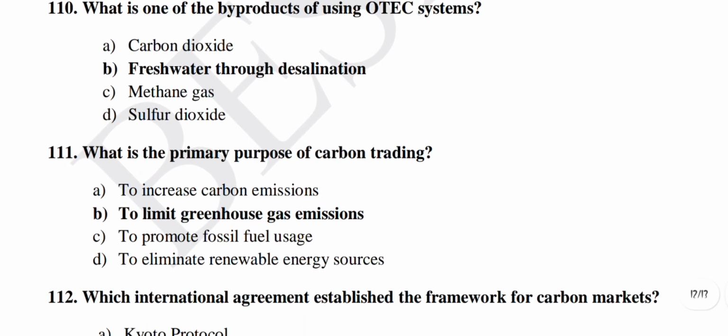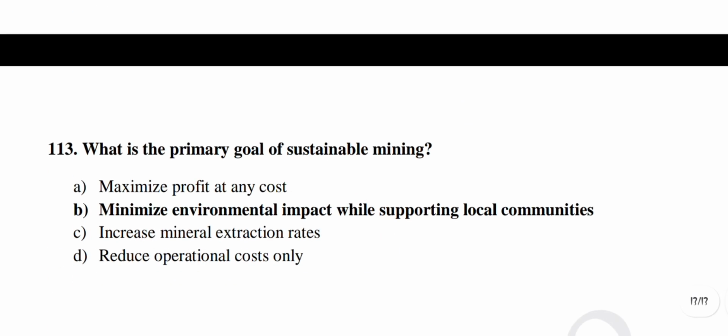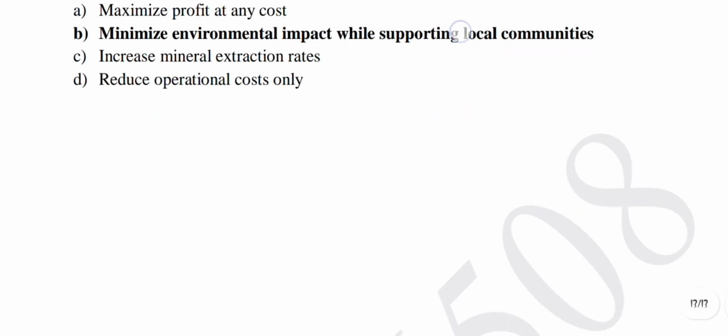111. What is the primary purpose of carbon trading? To limit greenhouse gas emissions, Option B. 112. Which international agreement established the framework for carbon markets? Option B, Paris Agreement. 113. What is the primary goal of sustainable mining? Option B, minimize the environmental impact while supporting local communities.